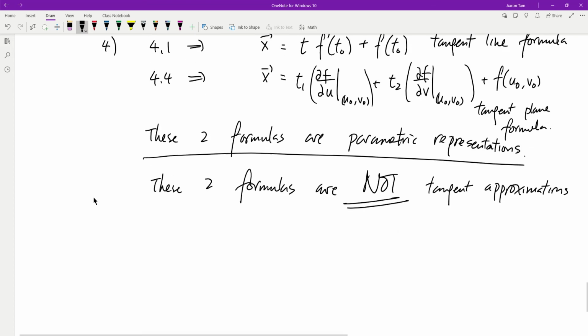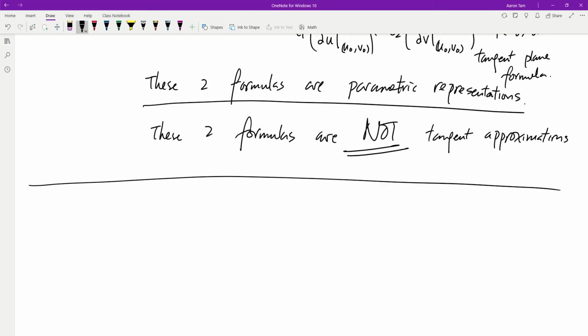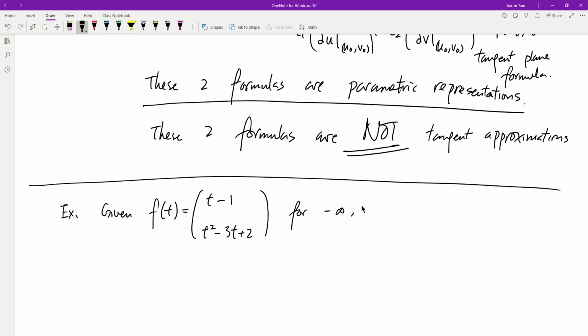Now, what I want to do is show you some examples, and that would be it. That is the last thing I want to show you, and that would be for tangent approximation. So I'll show you some examples and how to use the formula correctly. So let's say I'm going to give you this function. Let's say given f of t is equal to (t minus 1, t squared minus 3t plus 2), for, let's say, negative infinity to positive infinity for t.